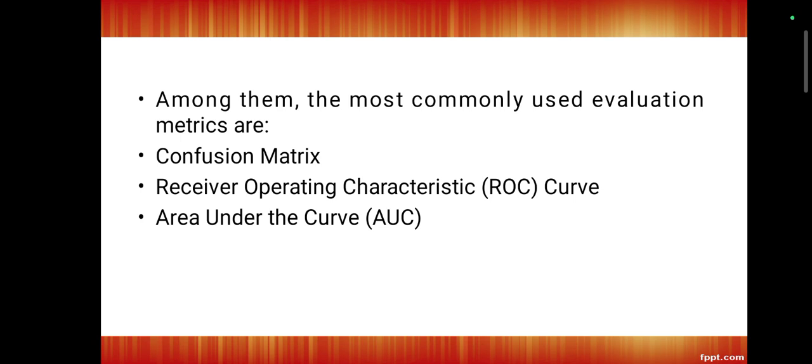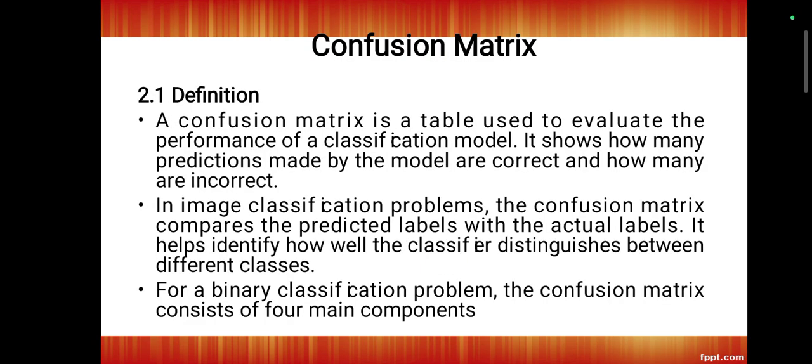Among them, the most commonly used evaluation metrics are the confusion matrix, receiver operating characteristic curve, and area under the curve. So the definition of the confusion matrix is that it is used to evaluate the performance of a classification model. It shows how many predictions made by the model are correct and how many are incorrect. In image classification problems, the confusion matrix compares the predicted labels with the actual labels. It helps to identify how well the classifier distinguishes between different classes.